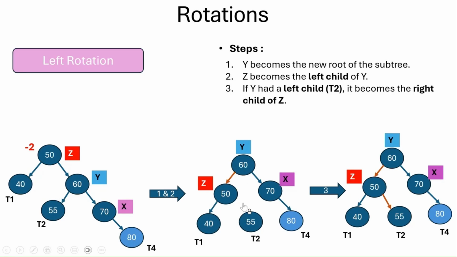Now Y is the root, so it should be on this side only. But where? Now 50 is less than 55. That's why it will be a right child of Z. It will become a right child of Z. Because Y was a right child of Z, right? So now Y is removed as a right child of Z. So there is nothing on the right child of Z. So there is an empty position here. So that's why we add T2 as a right child of Z.